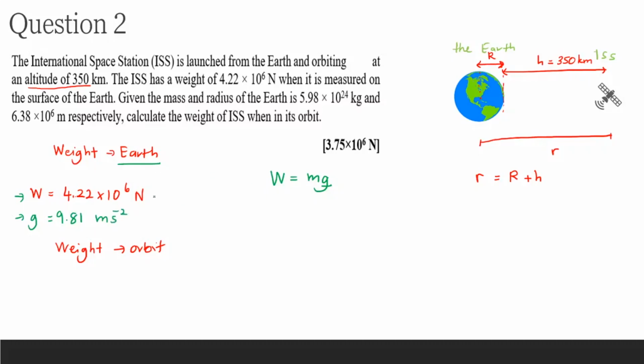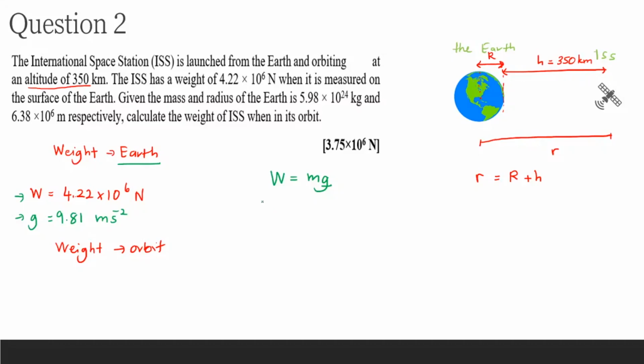So, kita dah tahu weight, kita dah tahu g. Kita boleh cari mass. Okay. Kenapa kita nak cari mass? Sebab nanti kita boleh calculate weight dekat orbit. Sebab kalau dekat orbit pun kita guna formula yang sama. W equals mg. Cuma g dia akan berubah sebab kita is no longer on the surface of the earth. We are travelling away from the earth, farther away from the earth. So, bila dekat space, g dia akan berkurang.